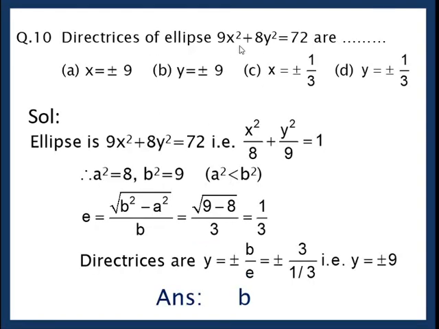Directrices of the ellipse 9x square plus 8y square equal to 72. Again a straightforward sum, but observe that here a is less than b. So eccentricity is what? √(b square minus a square) upon b comes out to be 1/3. So the directrices are y equal to plus minus b upon e, that is y equal to plus minus 9.